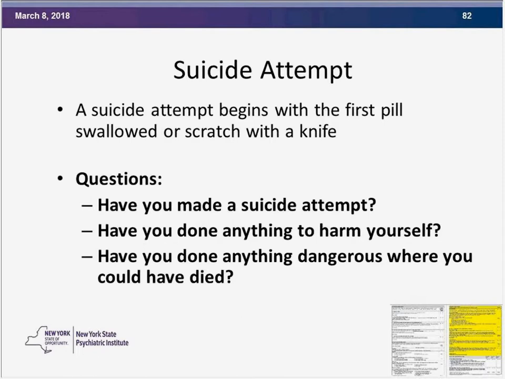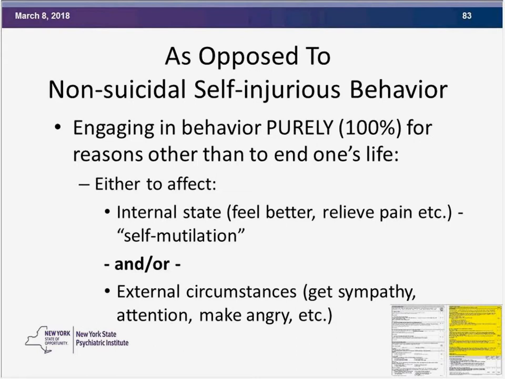So a suicide attempt begins with the first pill swallowed or the first scratch you make with a knife, and you can ask, have you made any suicide attempts? Have you done anything to harm yourself or done anything dangerous where you could have died? And the reason why there are multiple questions for this behavior is because we're trying to really differentiate it from non-suicidal self-injurious behavior. Now, non-suicidal self-injurious behavior, or NSSIB, is when you engage in that behavior purely for reasons other than to end your life.